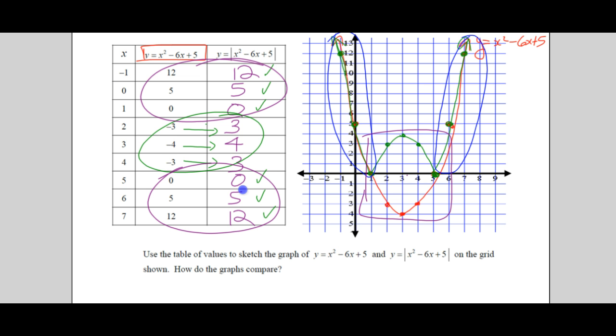I can just take these values, even without the table of values. That's at negative 4, reflection's at positive 4. That's at negative 3, these guys are at positive 3. That's at 0, it's going to stay there. These guys are positive, just leave them. Okay, question?